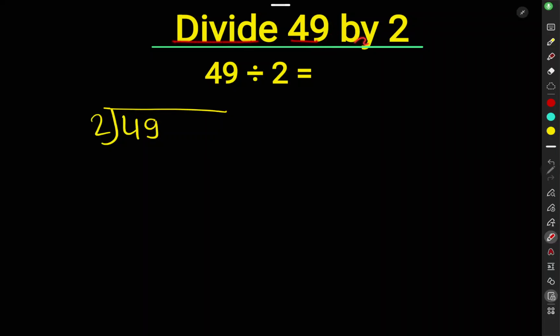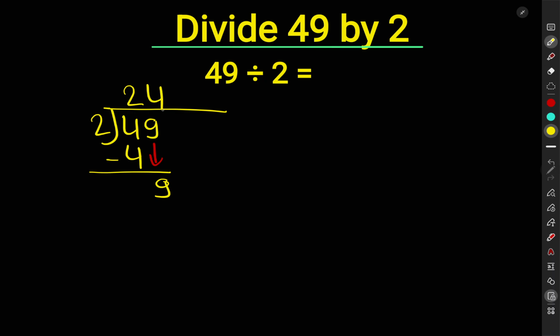Divide 49 by 2. So here we divide 49 by 2 in a long division method. So 2 times 2 means 4. On subtracting we get 0. So now we put down the number beside this 9 and we remove this 0.